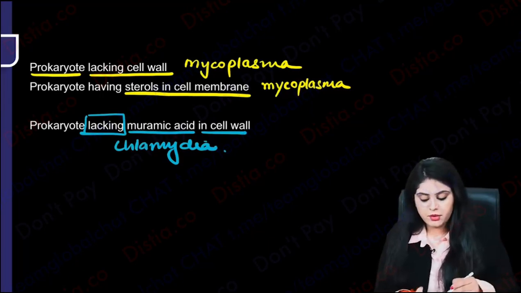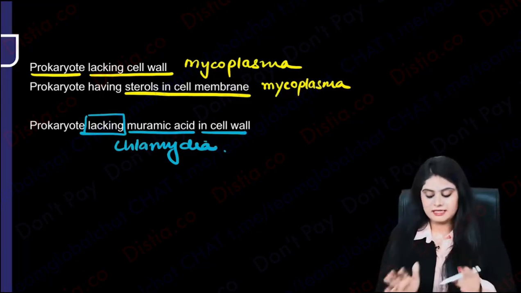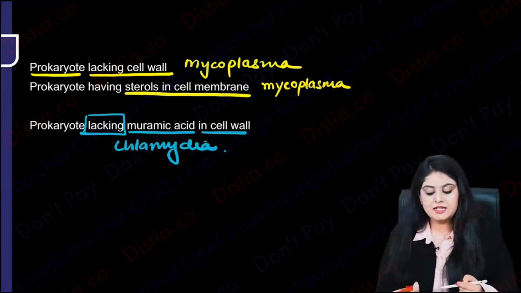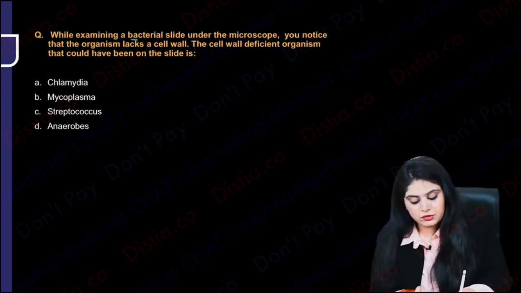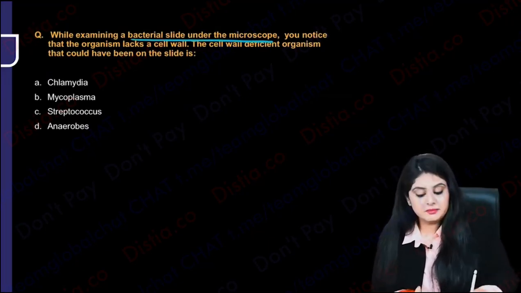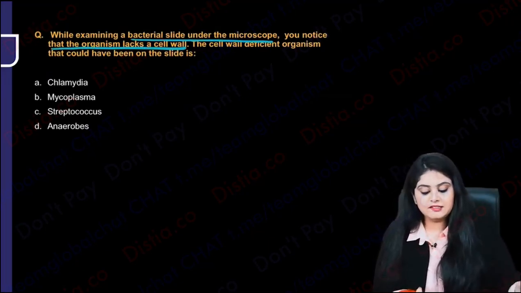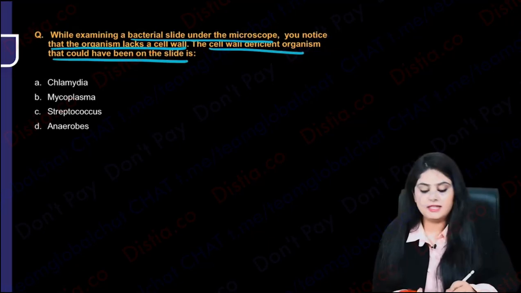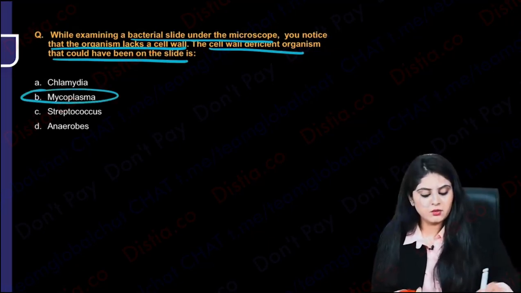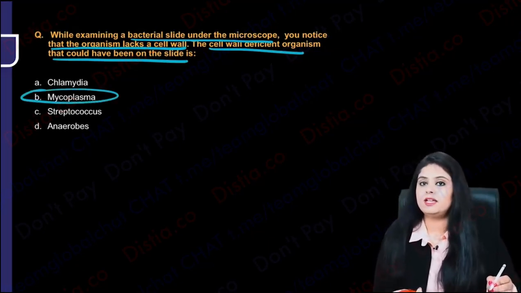Again, these are important points on which I have wrapped up my entire bacterial anatomy, and we are ready for some questions. While examining a bacterial slide under the microscope, you notice that the organism lacks a cell wall. The cell wall deficient organism that could have been there on the slide. So which of these does not have a cell wall? We've just now studied it, that is mycoplasma.